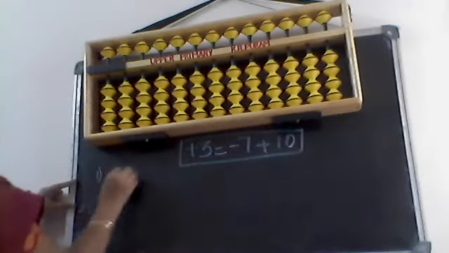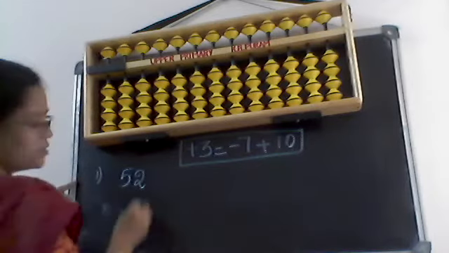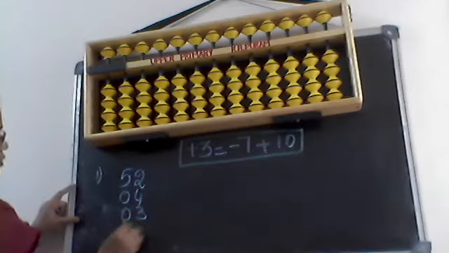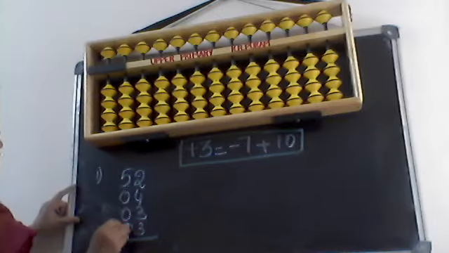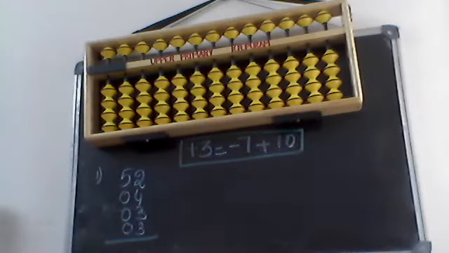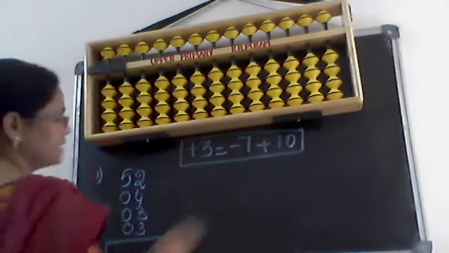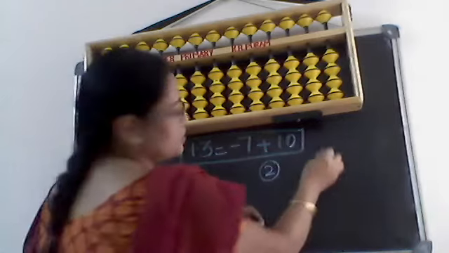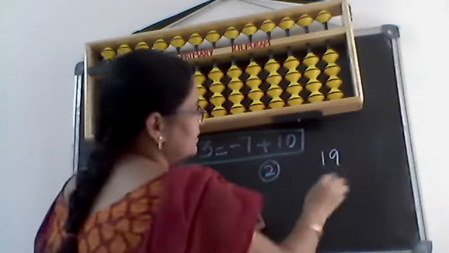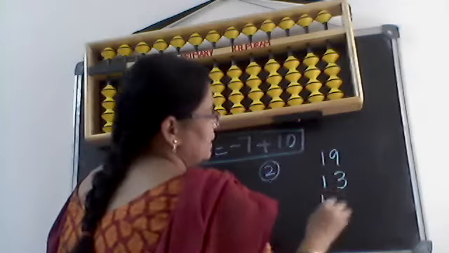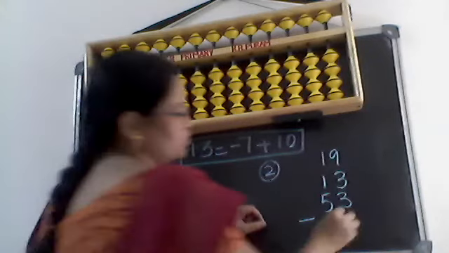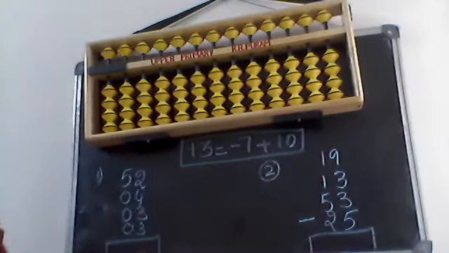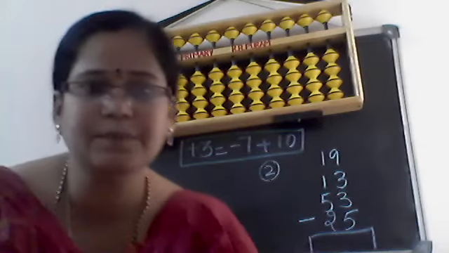So, the first one, 52, 04, and again 03. How do we add this using the abacus tool? Next one, the same way we will apply the plus 3 formula here. Let me teach you. 19, 13, 53 and minus 25. How do we do it using the abacus tool? Big friend. Is it clear, children?